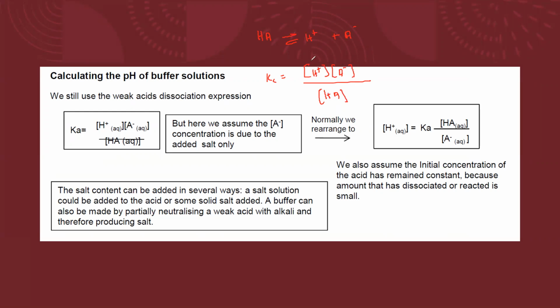So if I need the hydrogen ion, Ka will be multiplied by the concentration of acid divided by the concentration of salt, which equals the hydrogen ion concentration. So if I know the concentration of acid, the concentration of salt, and Ka, I can work out the hydrogen ion concentration, and using that, I can work out the pH of the solution.